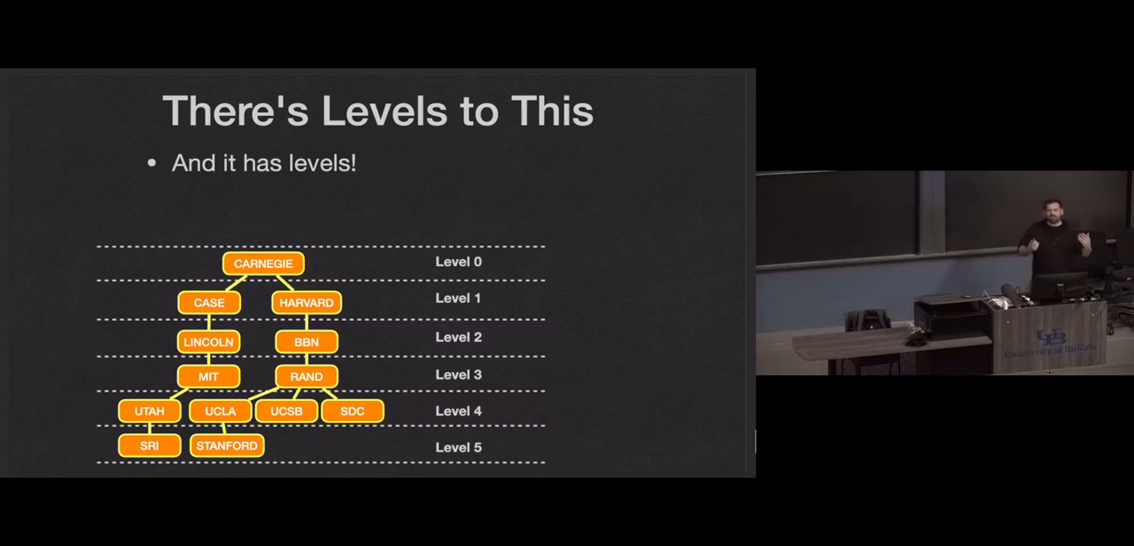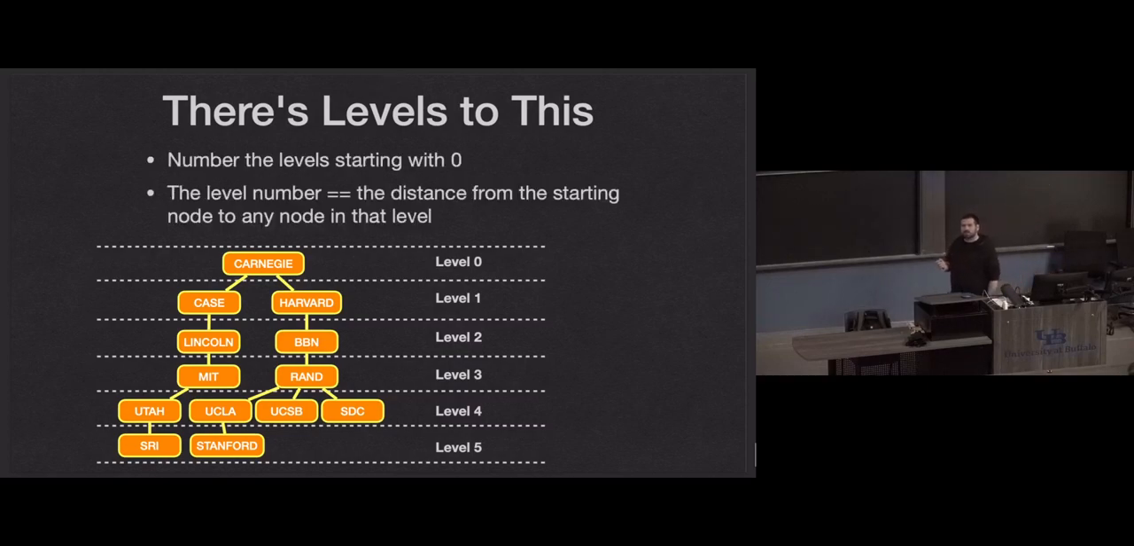So when we draw this visually, where each edge goes down visually, and then we separate each group of nodes based on what level they were discovered in, where this is the starting node, then the neighbors of the starting node, the neighbors of the neighbors, etc. We can label these levels in this tree, and the level number is exactly the distance from the starting node to that node. And this is where we get a lot of good information out of our breadth-first search run. So if a node, say Rand, is on level 3, that means the distance from Carnegie to Rand is 3. So when we run breadth-first search, the information we can get is the distance from the starting node to every other node in the graph.